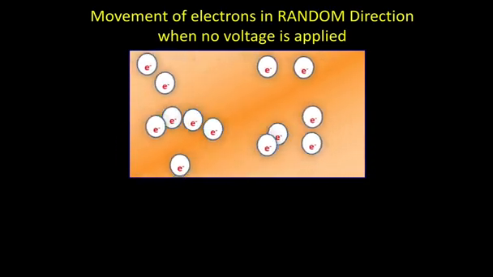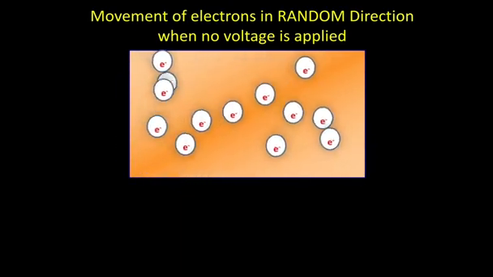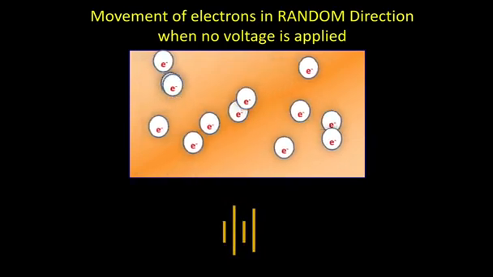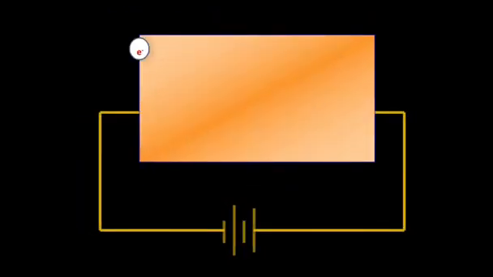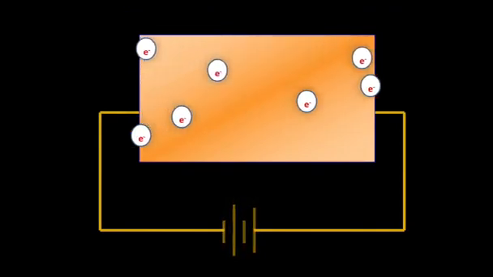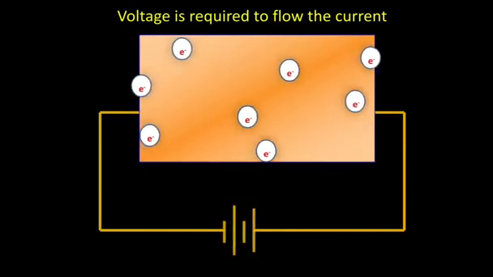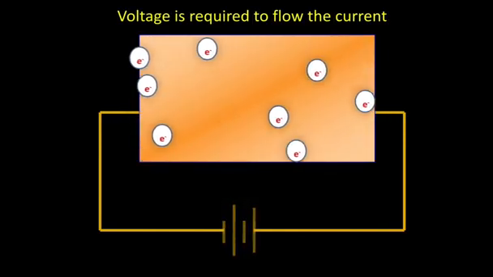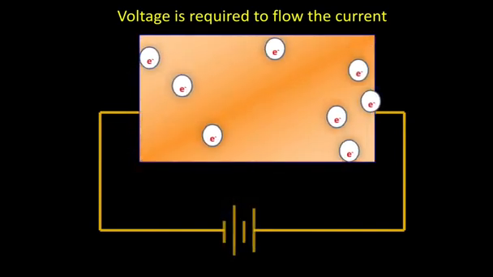So that is the movement of electrons in random direction when no voltage is applied. But what happens when we apply the voltage? When voltage is applied on the wire or conductor, the electrons move in one particular direction. And when electrons move in one particular direction, it is called flow of current. So voltage is required to flow the current. It is very important to have voltage or electromotive force to flow the current.